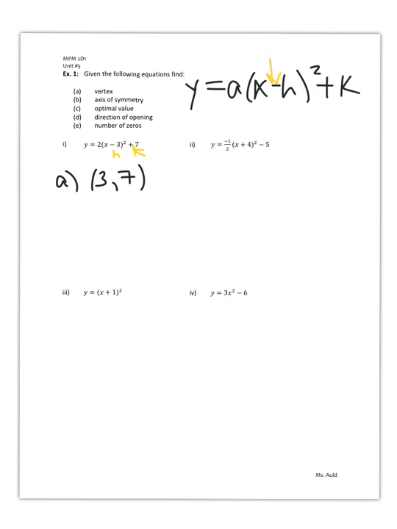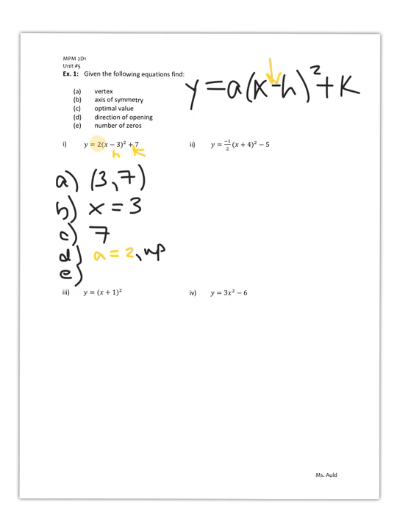So part B, we want our axis of symmetry. So that'll be x equals the x coordinate of the vertex. Part C is the optimal value. Part D is the direction of opening. So I'm going to take a look at that a value, which is right here. It's a positive a. So let's say a equals 2. So we're going to say up.